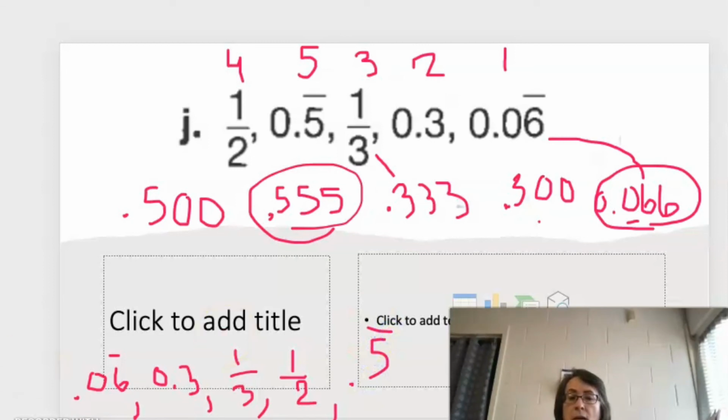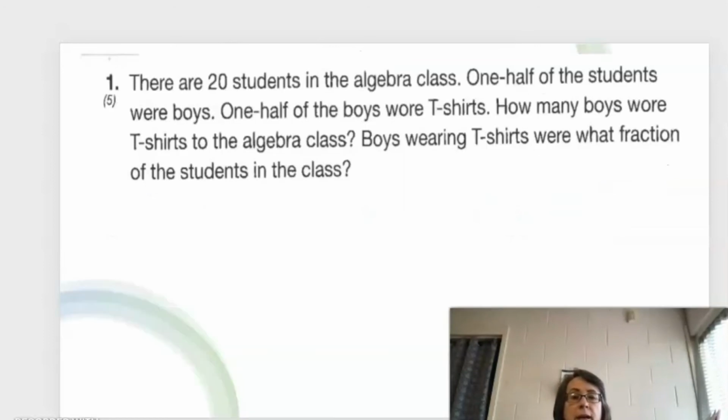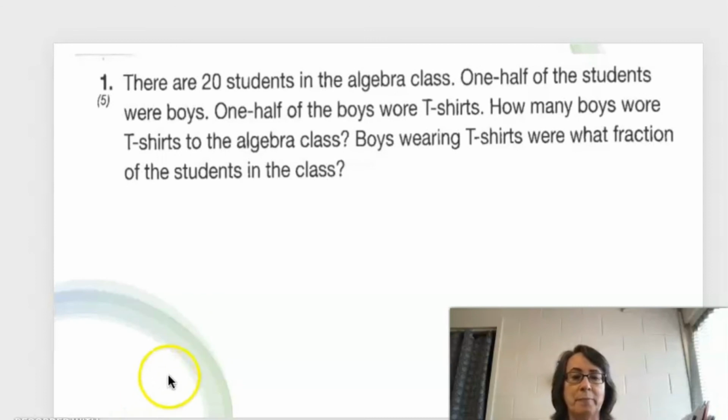Okay, now we're going to start our written practice. Number 1. Okay, so we're doing example 1, and okay, so there are 20 students in the algebra class. 1/2 of the students were boys. 1/2 of the boys wore t-shirts. How many boys wore t-shirts in the algebra class? Boys wearing t-shirts were what fraction of the students in the class?